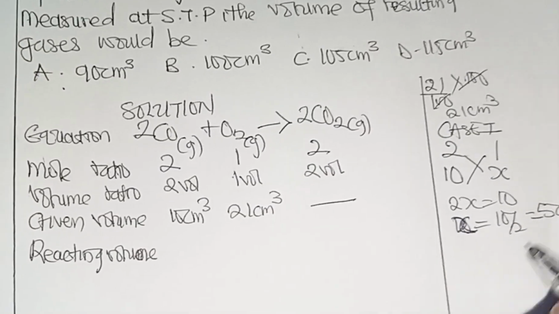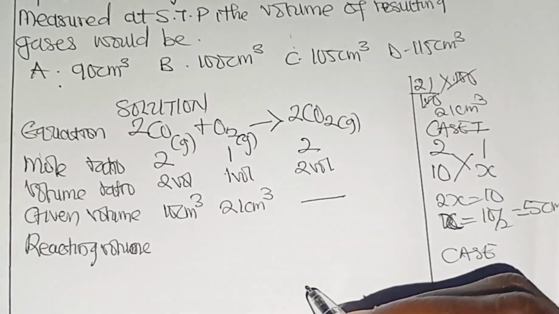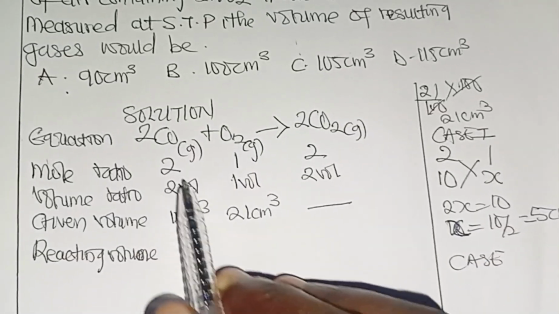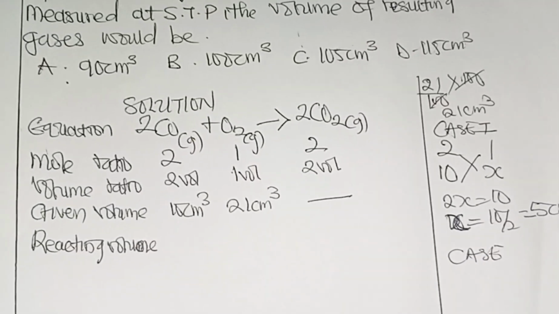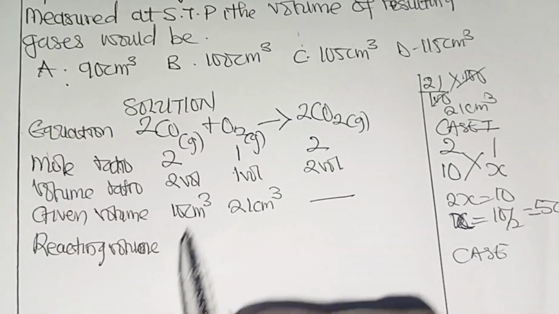What's case 2? Repeat the same step. Write down the given volume of the other reactant and then represent the other with a variable.